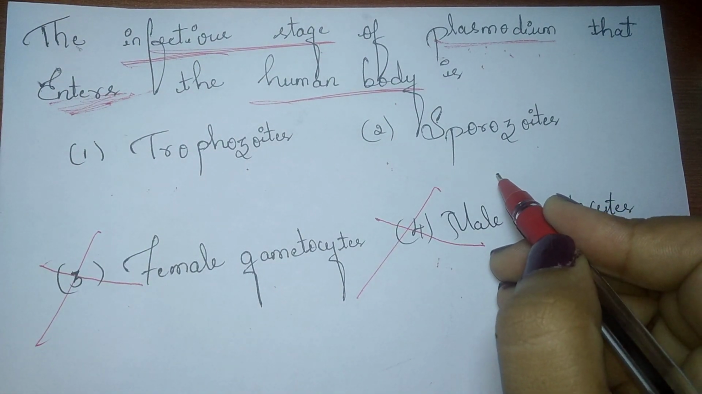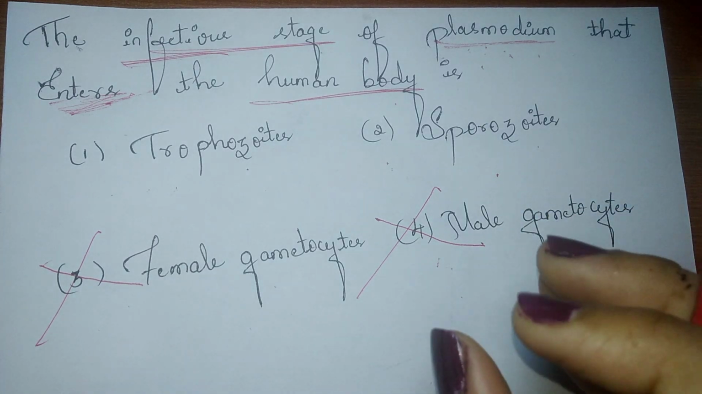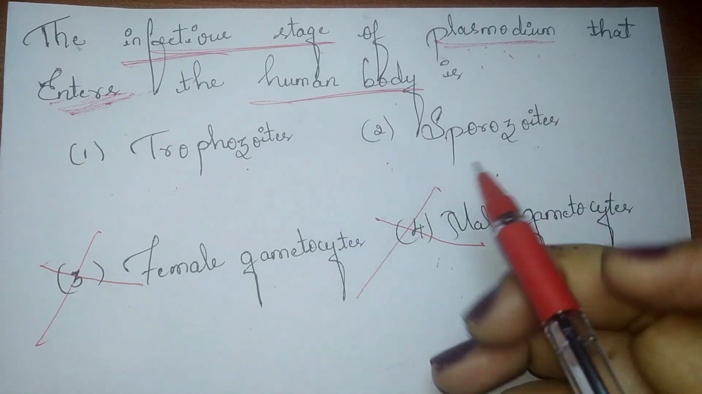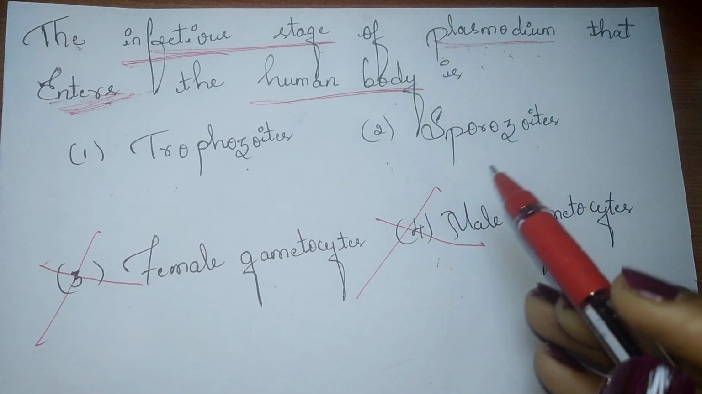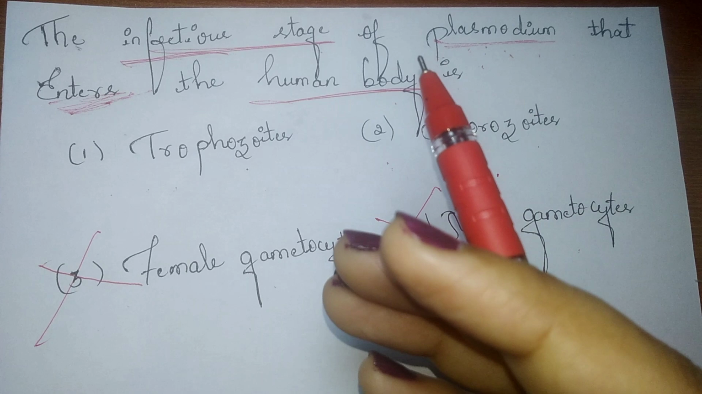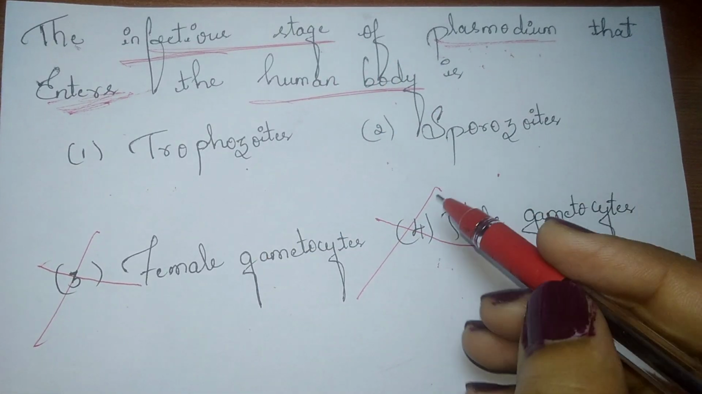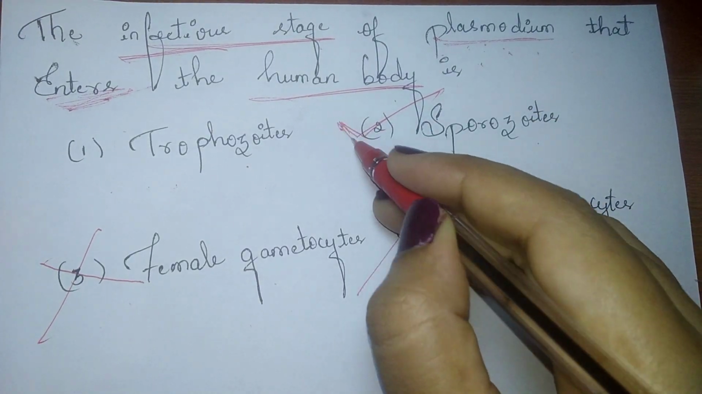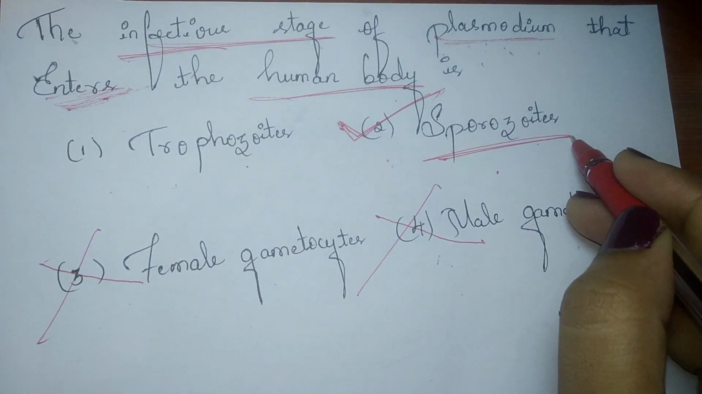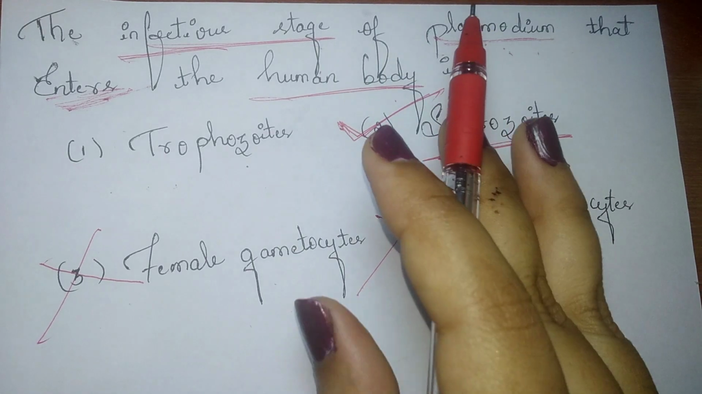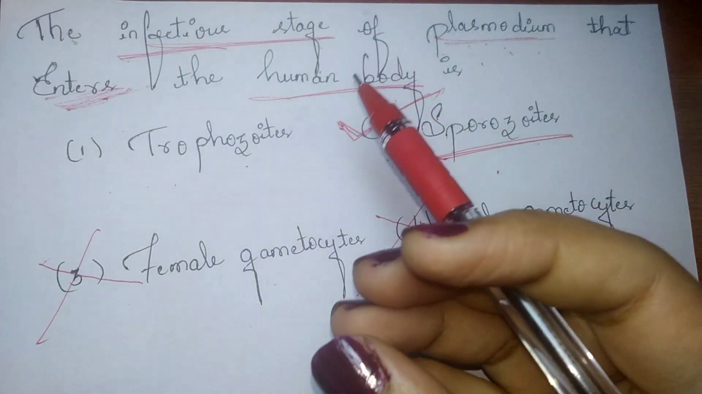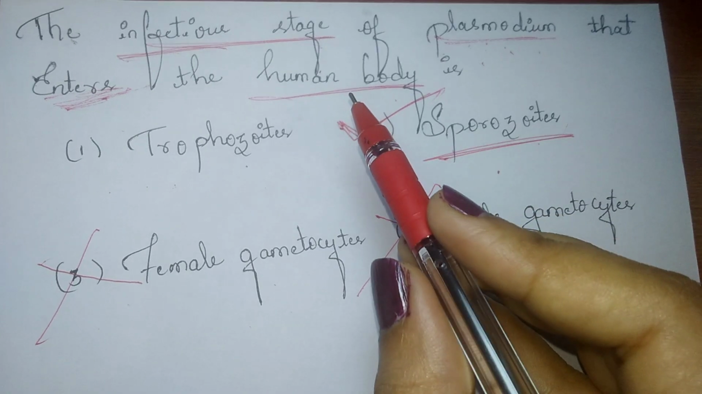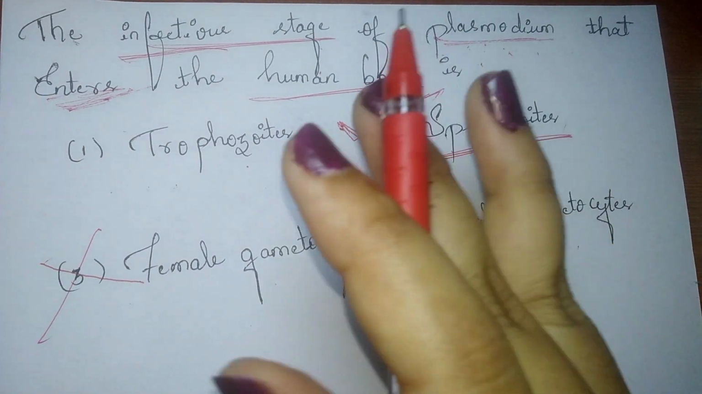Sporozoites is nothing but the infectious stage of malaria, which is caused by this plasmodium. Sporozoites are usually found in the salivary glands of the mosquitoes. So this is our right answer. Sporozoites are the infectious stage of plasmodium which causes malaria. These sporozoites are present in the salivary glands of the female Anopheles mosquitoes.